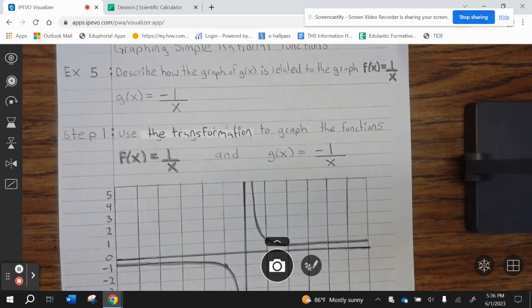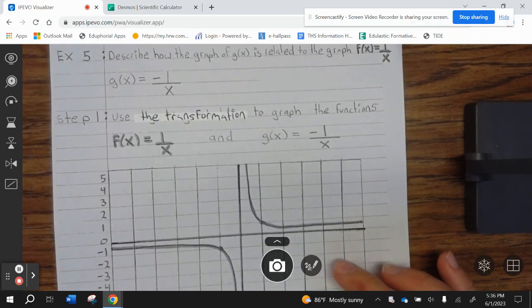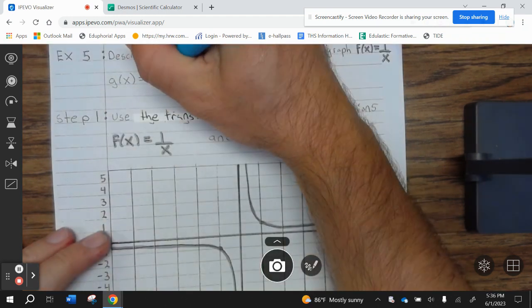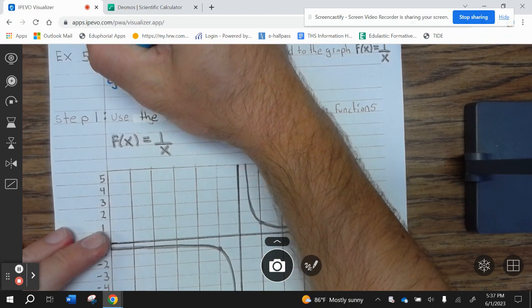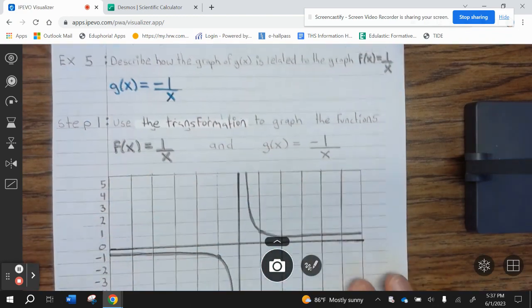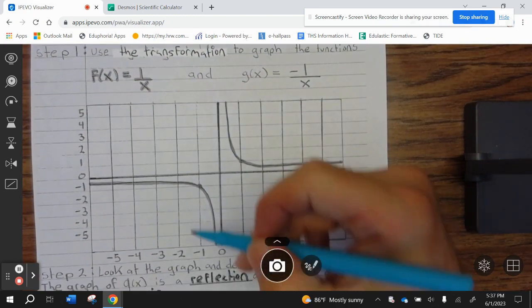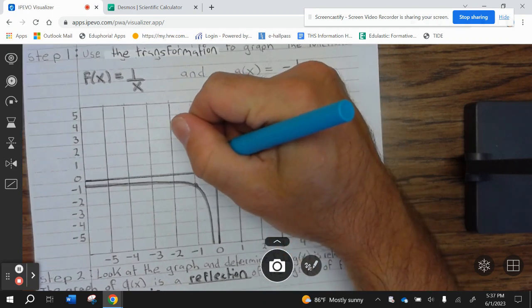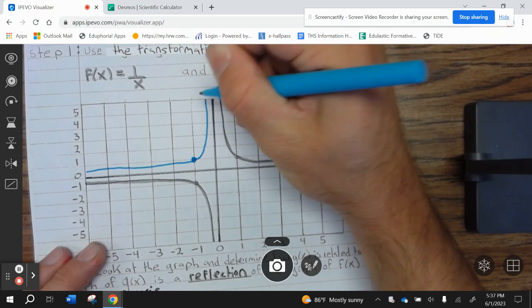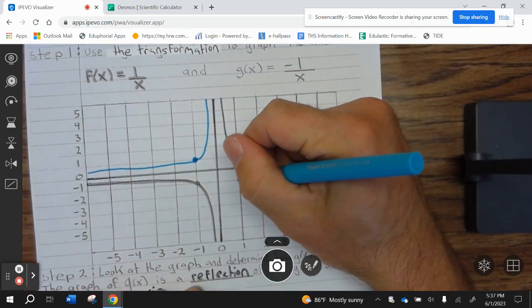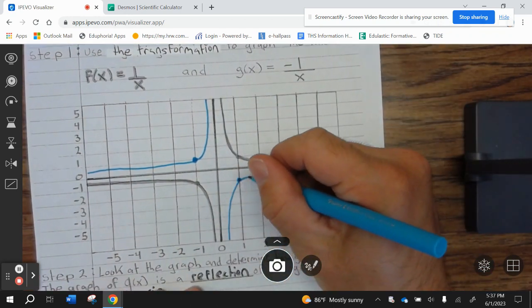Example 5. Describe how the graph of g of x is related to the graph of f of x equals 1 divided by x. This means we reflect over the x-axis. So let's go ahead and do this in blue. Now, the asymptotes don't change. We just reflect over. So this point is here. So the curve is here, and this reflects over. So the point is here. So the curve is here.